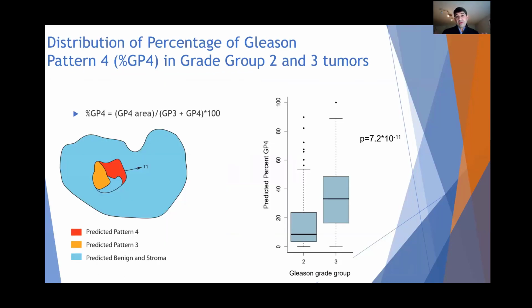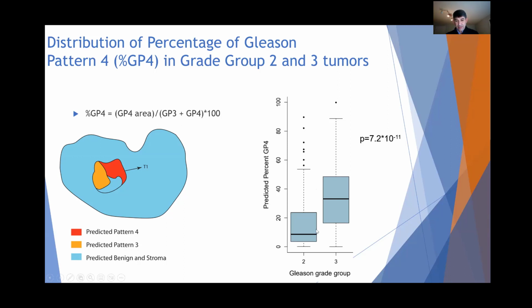So then what we can do is apply that model to the intermediate grade group 2 and 3 tumors, and use that to calculate the grade pattern 4 percentage, really as the number of patches that are called as grade pattern 4 within the pathologist-marked tumor area, divided by the total number of patches that were either grade pattern 3 or 4, times 100%. And then we just plotted those percentages here in the graph on the right-hand side.